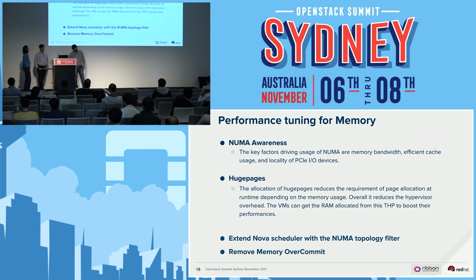Coming to memory. As we were all saying, NUMA awareness is the most important thing required to get the maximum out of the memory. Use huge pages: we have to create huge pages at the host level, which have to be used as the complete RAM or memory for the guest. That gives you the maximum performance, reducing the hypervisor overhead. And by default, the memory commitment comes as 1:1.5 in OpenStack, which has to be reduced to 1:1.